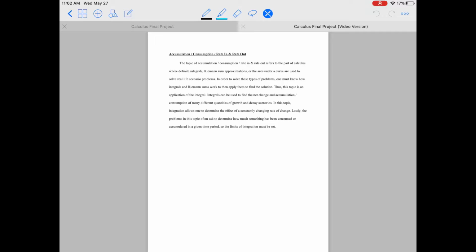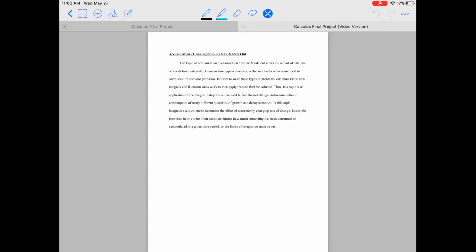Welcome. So today we will be discussing the topic of accumulation, consumption, and rate in and rate out. So this topic refers to the part of calculus where definite integrals, Riemann sum approximations, or the area under a curve are used to solve real-life scenario problems. In order to solve these types of problems, one must know how integrals and Riemann sums work to then apply them to find the solution.